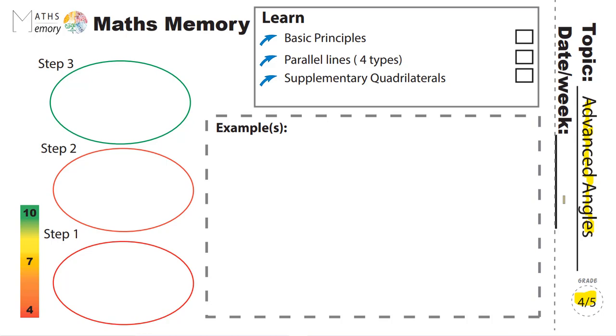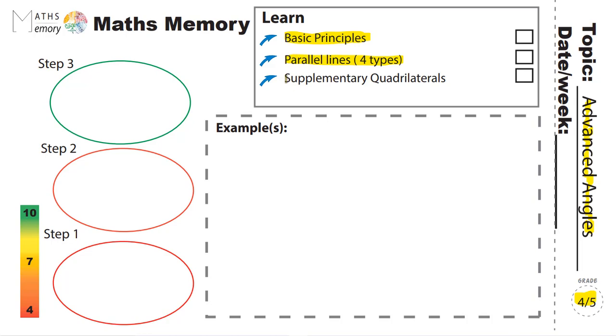This is a bronze tier topic. So the first thing we're going to show you in this video is basic principles, which includes things like straight lines, triangles and things like that, circles, things you've picked up before from your knowledge of angles. Secondly, parallel lines. This is a new thing. There are 4 types of parallel angles, should we say, within parallel lines. You're learning them over here.